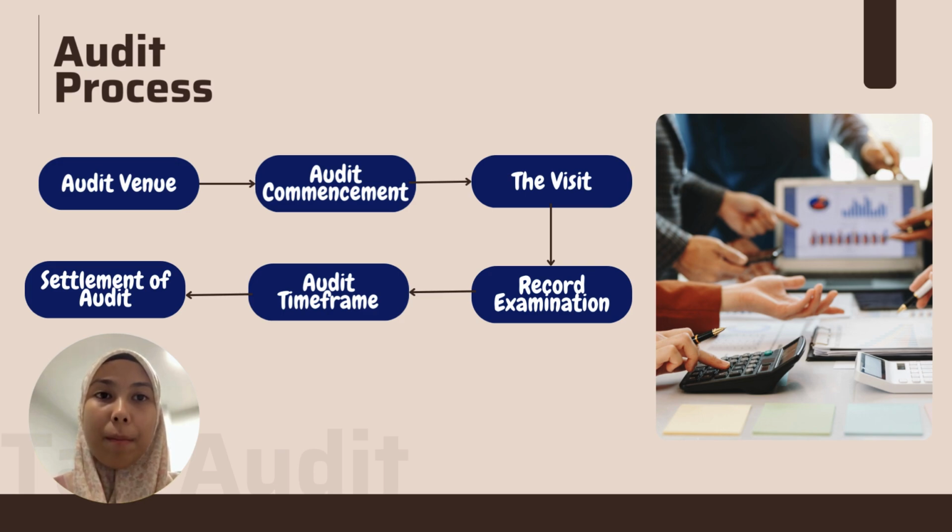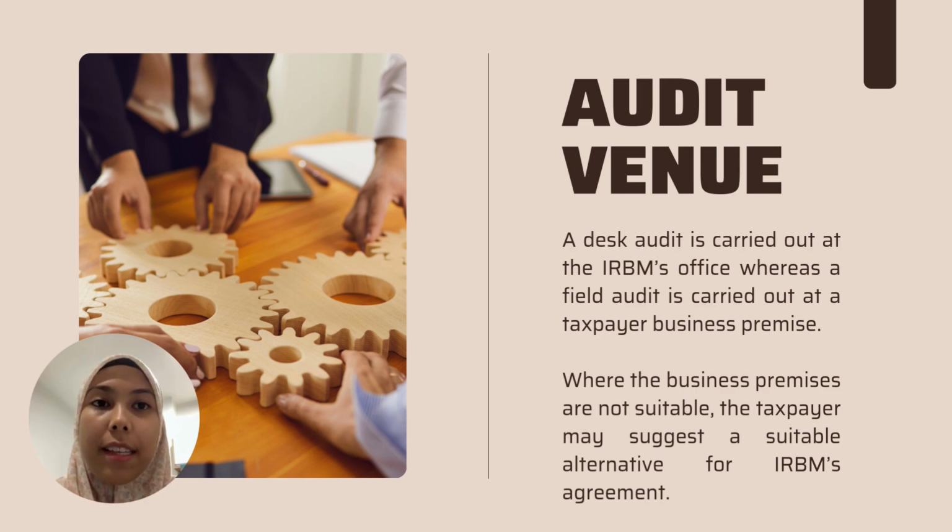Hi everyone, my name is Nur Khalida Ikhlas binti Abbas. Today I will present an overview of the audit process, which includes 6 main steps. The first audit process is audit venue. Audits can take place as either a desk audit at the IRBM office or a field audit at the taxpayer's business premise. If the business premise are unsuitable, taxpayers may suggest alternative locations with IRBM's approval.